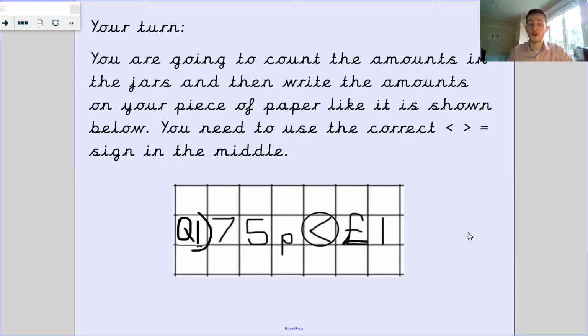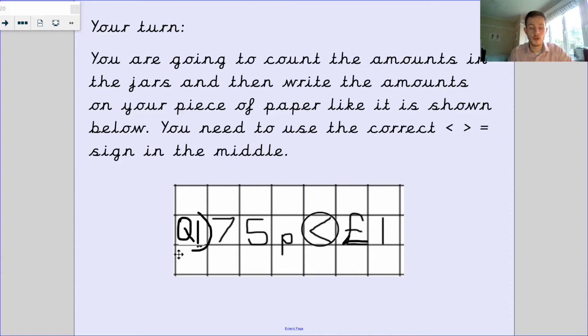Right, you're now going to have a go. Now, you're going to count the numbers in the jars, and then you're going to write the number on your piece of paper. And I've shown you what I'm looking for here. Now, some of you might not have the squared paper, but you definitely have squared whiteboard paper if you want to work it out on your whiteboard, and then write it onto a sheet of paper, whatever works for you. But this is how I'd like you to write it.